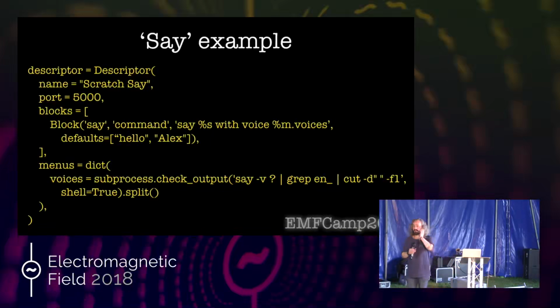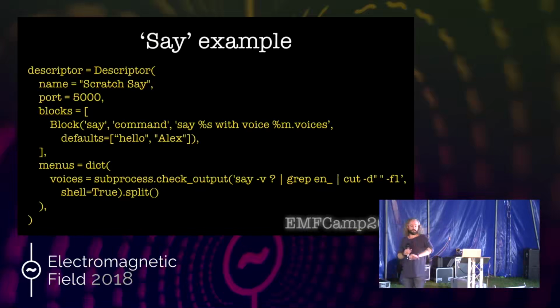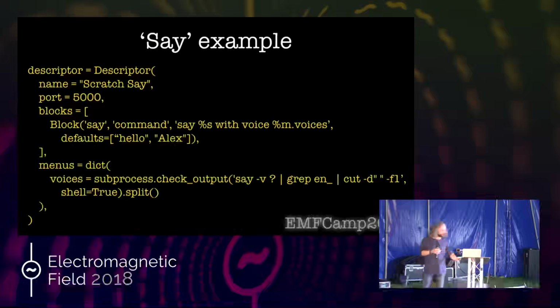And then the dictionary lets you create drop-down boxes in your Scratch command. So in the block description, it says say %s with voice %m.voices. %s means put a string in there, so there'll be a box where someone can type in words, which will be the message. %m.voices means we'll have a drop-down menu called voices. And in the dictionary at the bottom, voices runs this crazy command, which will collect all the voices that say can say that are English. So we'll have a drop-down menu of voices.